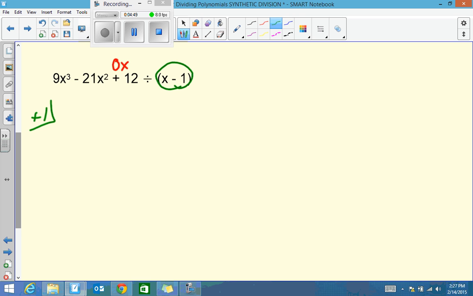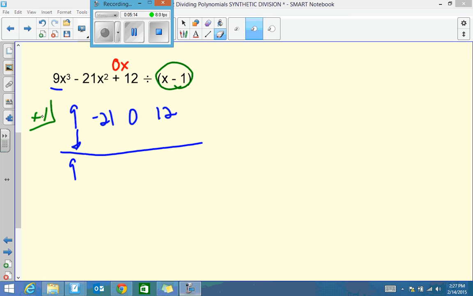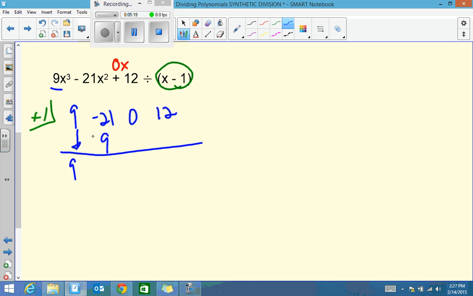Now we bring down our coefficients. We have a 9, so we bring down the 9, minus 21, 0, 0, 12, draw a total line, and begin. First step, we bring down that 9. We just write it down. And we multiply. 1 times 9 is 9. Negative 21 plus 9 is negative 12.